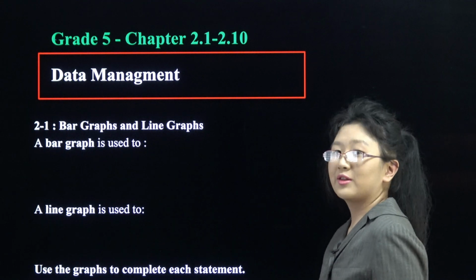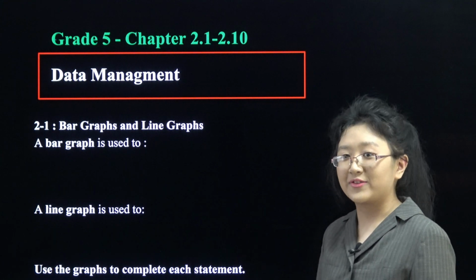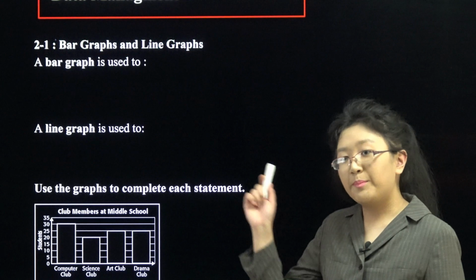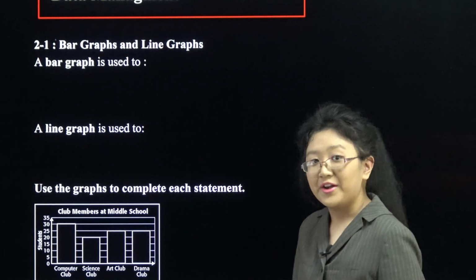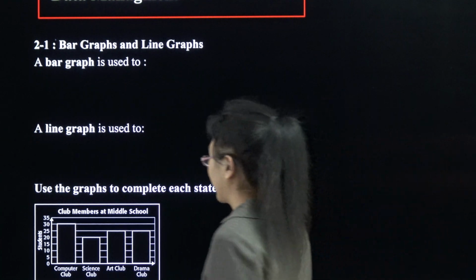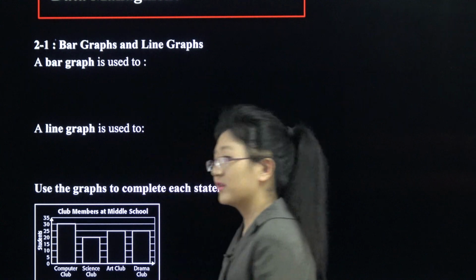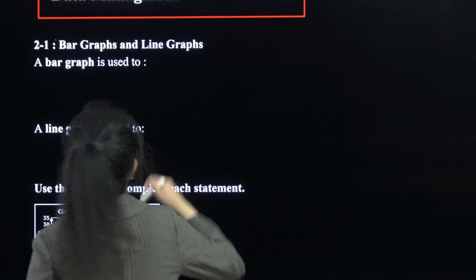But first, we're going to learn about the two most basic types of graphs, bar graphs and line graphs. You've probably heard of these. Now, a bar graph is the one that's made out of bars. I know, right? So cool. So a bar graph is used to make comparisons between different things, such as the bar graph down here, which I'm going to talk about later.